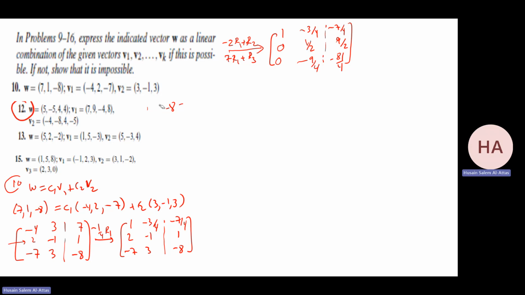Okay, so now I can multiply the second row by 2 and also multiply the third row by 4, to make the calculation easier. So I have 1, minus 3 over 4, minus 7 over 4; 0, 1, 9; 0, minus 9, minus 81. Now multiply the second row by 9 and add it to the third row to get 1, minus 3 over 4, minus 7 over 4.